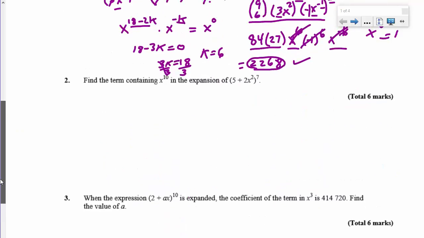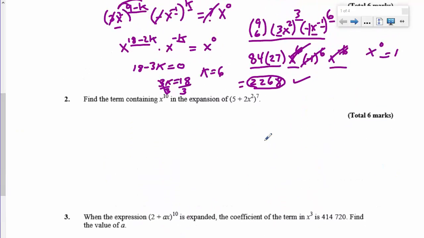Let's go on to number 2. Find the term containing x to the power of 10 in this expansion. Alright, so what we're going to do now is take our a and our b, these two terms right here. a is 5 and is raised to the power of n minus k. n is this number 7, so it's 7 minus k. And then our b, which is 2x squared, is raised to the power of k itself, which I don't know. This is going to equal some coefficient times the target, which is x to the power of 10.